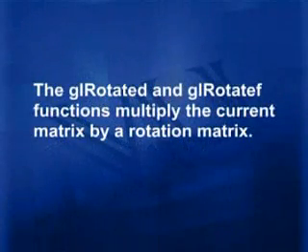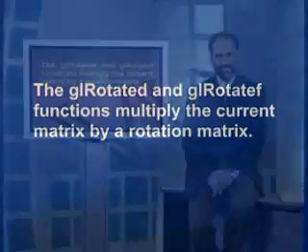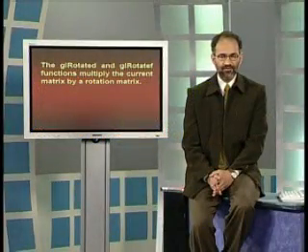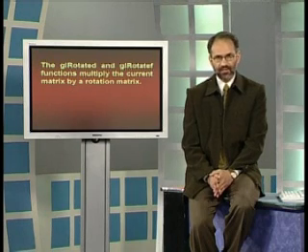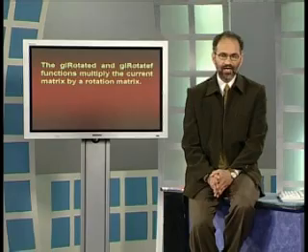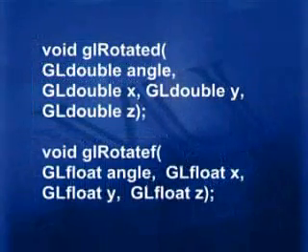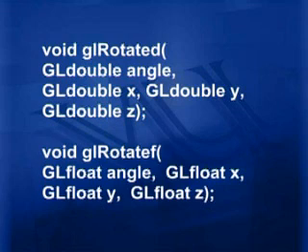The GL rotate D and GL rotate F functions multiply the current matrix by a rotation matrix. Translate D और translate F जो हैं वो ट्रांसलेशन मैट्रिक्स से मल्टीप्लाई करते हैं करंट मैट्रिक्स को, एंड rotate D and rotate F would be multiplying the current matrix by the rotation matrix. Please recall that we have already learned how to express all transformations in the form of multiplication of matrices.